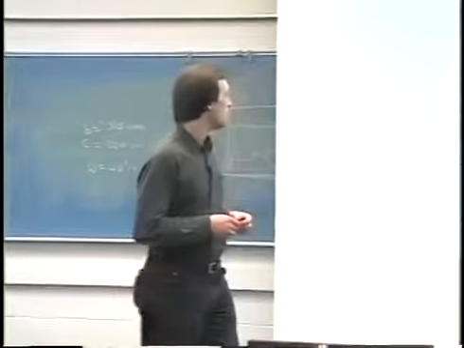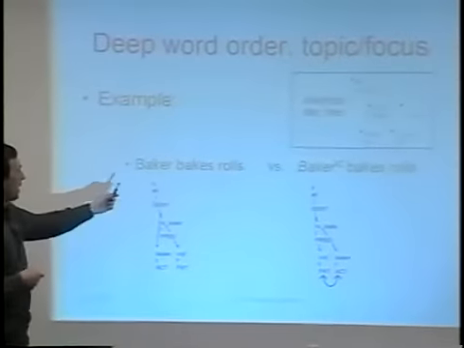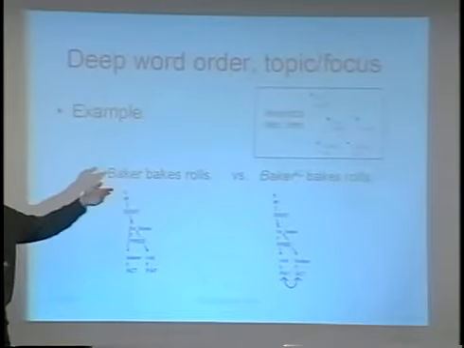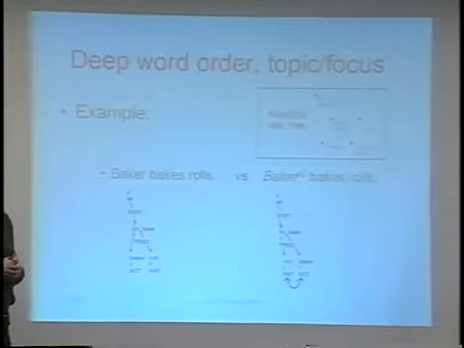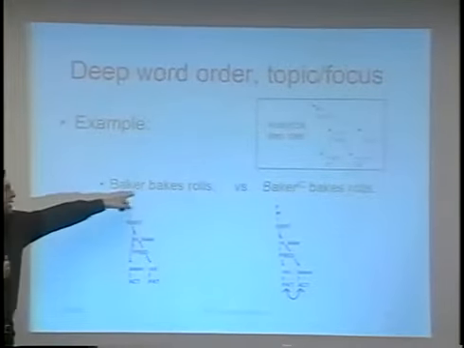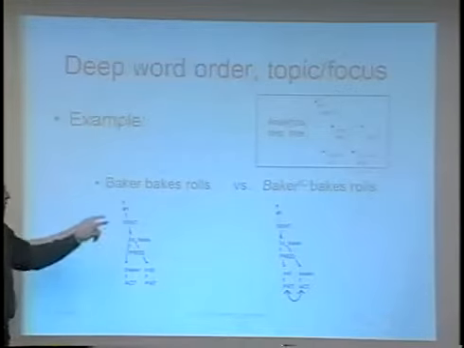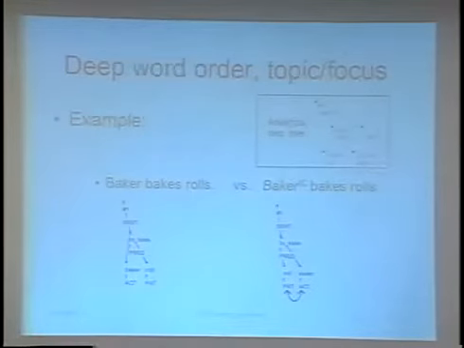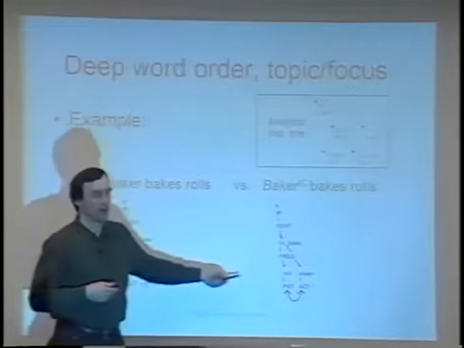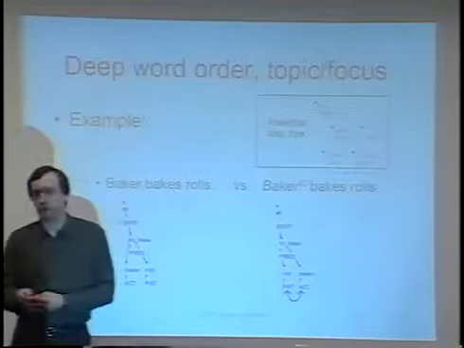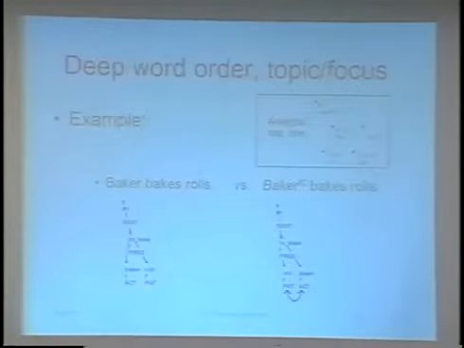So here is an example. In Czech this would be expressed by word order. In English, if you say "baker bakes rolls," it would normally stay like this because you are simply talking about the baker and what the baker does and what is actually the result of baking. But if you say "BAKER bakes rolls," then you are putting the stress on baker exactly because you want to say that it's the baker who bakes rolls.